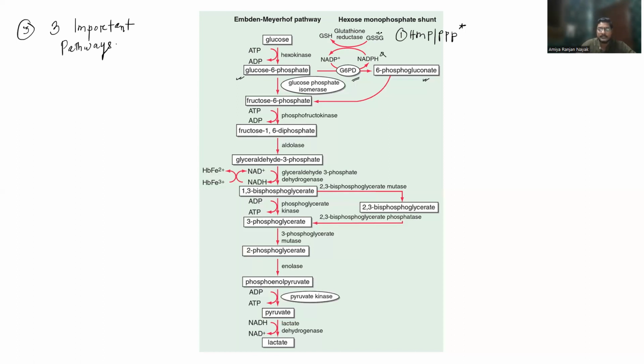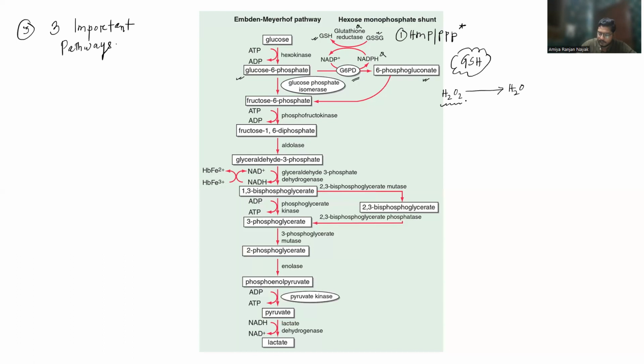So GSSG is the oxidized form of glutathione, and it will be reduced to glutathione through the enzyme glutathione reductase. So this NADPH is required to form reduced glutathione. Now GSH is reduced glutathione. Now why is it important? This reduced glutathione will convert H2O2 to water.